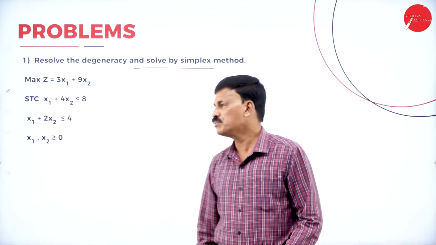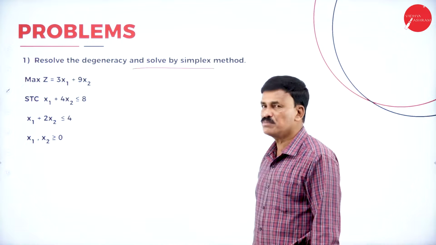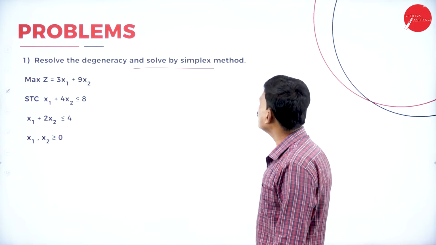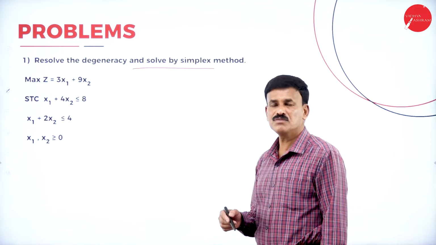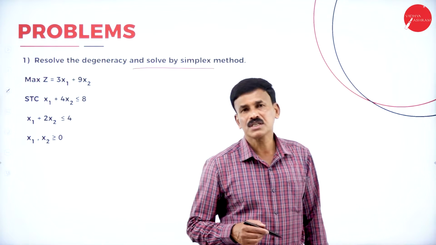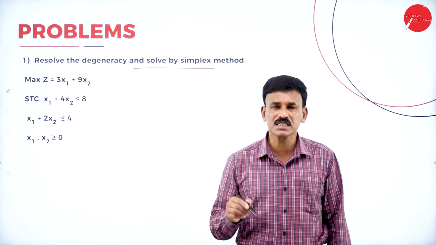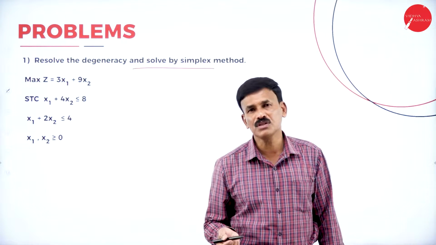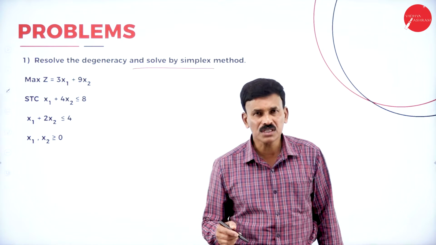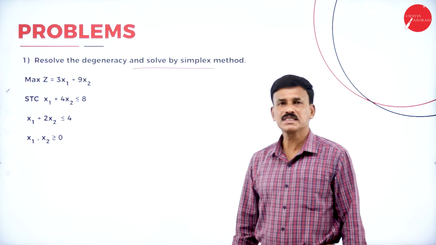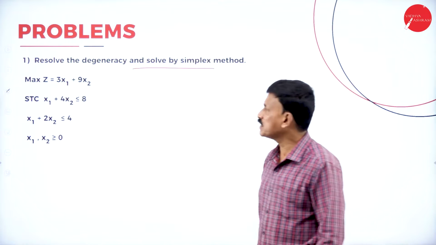Now, given this problem, we convert it into a standard problem, then we will check for degeneracy, whether we get the same values in the ratio column or not. If we get the same values in the ratio column, we will go for resolving degeneracy, and by using the simplex method we can find the solution. Now, let us convert the given problem into standard form.